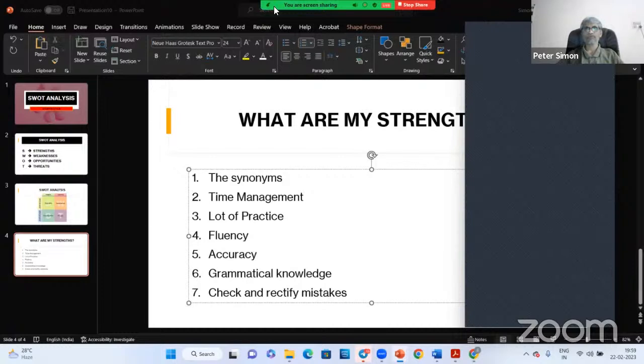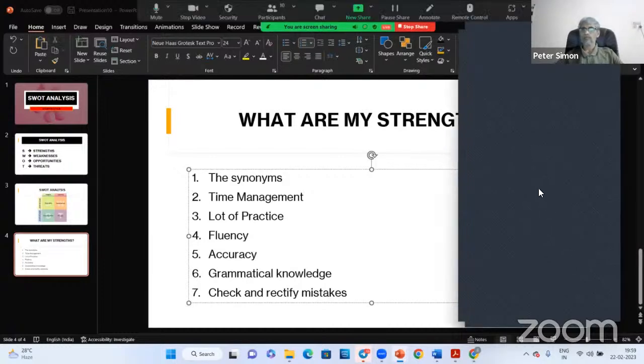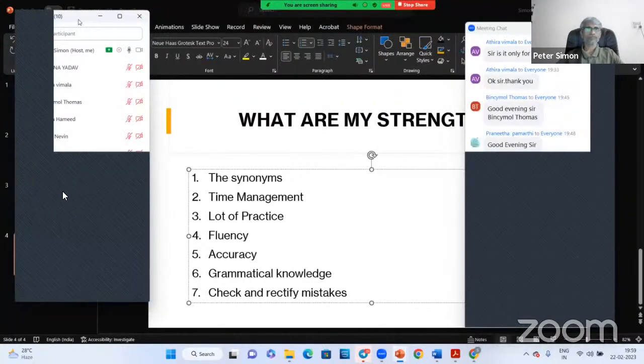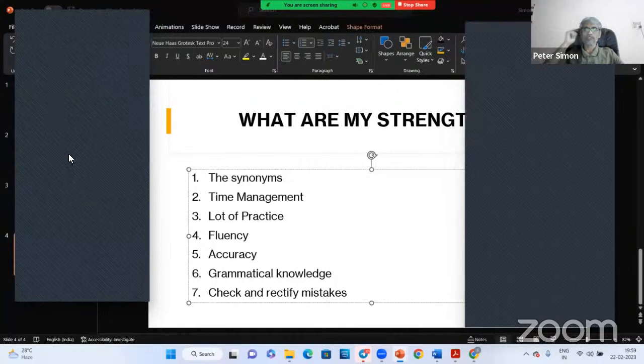Yes, come on, all of you. What happened? Yes, write your point. What are your strengths? Try to identify one strength, whichever you have. Write one strength which you have. So we are doing some wonderful beginning now.